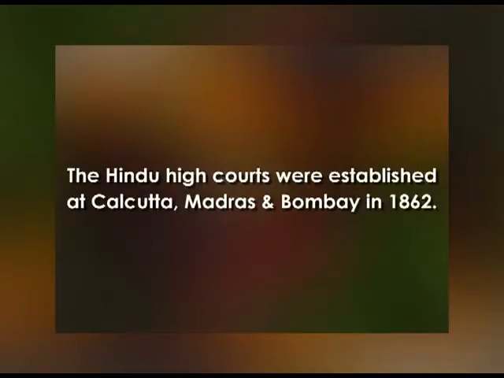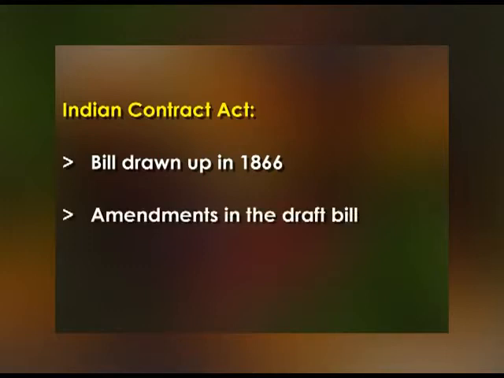In 1862, the high courts were established at Calcutta, Madras, and Bombay, but they still applied the same system of contract law. This was all a very unsatisfactory affair. Accordingly, a bill was drawn up in 1866, and there were lots of amendments in the draft bill. Finally, it was enacted in 1872.